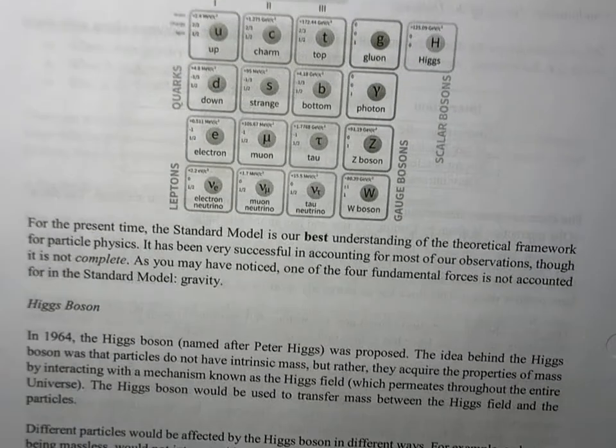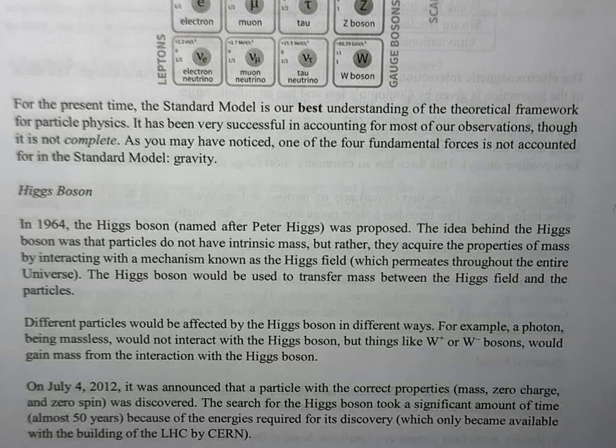The last thing I just want to mention is that Higgs boson, and this was in the news a lot about not even 10 years ago. This was the big kind of talk with the Large Hadron Collider. And basically what Higgs proposes is that particles themselves, they don't actually have mass on their own. What they do is they actually acquire this mass by interacting with this thing called the Higgs field. And this Higgs field is said to permeate through the entire universe. So what the Higgs boson would do is it would be used to transfer mass between that Higgs field that permeates the universe and every particle that we have in existence. And then, of course, different particles would be affected by the Higgs boson in different ways.